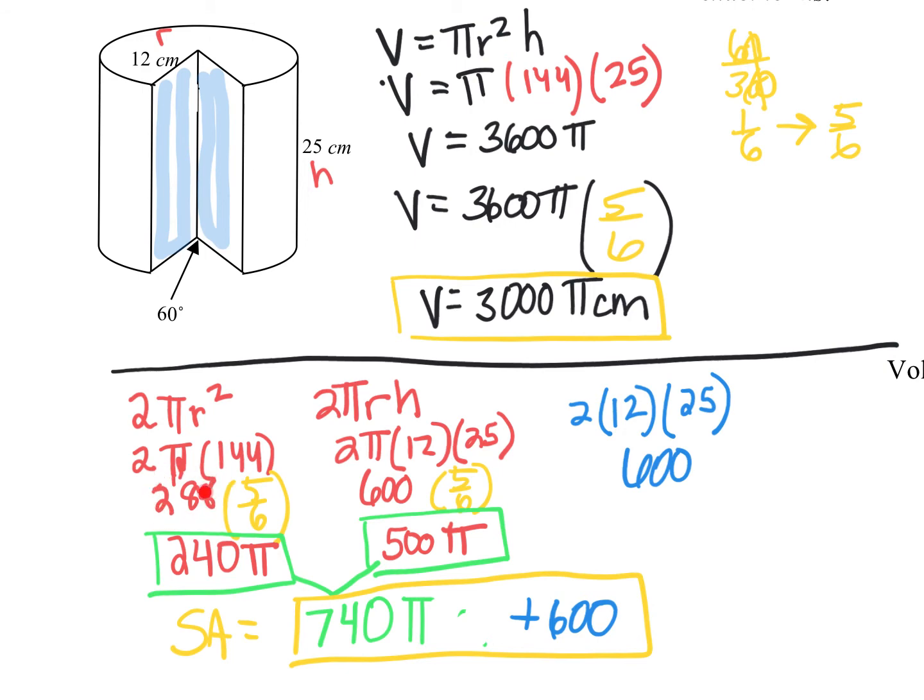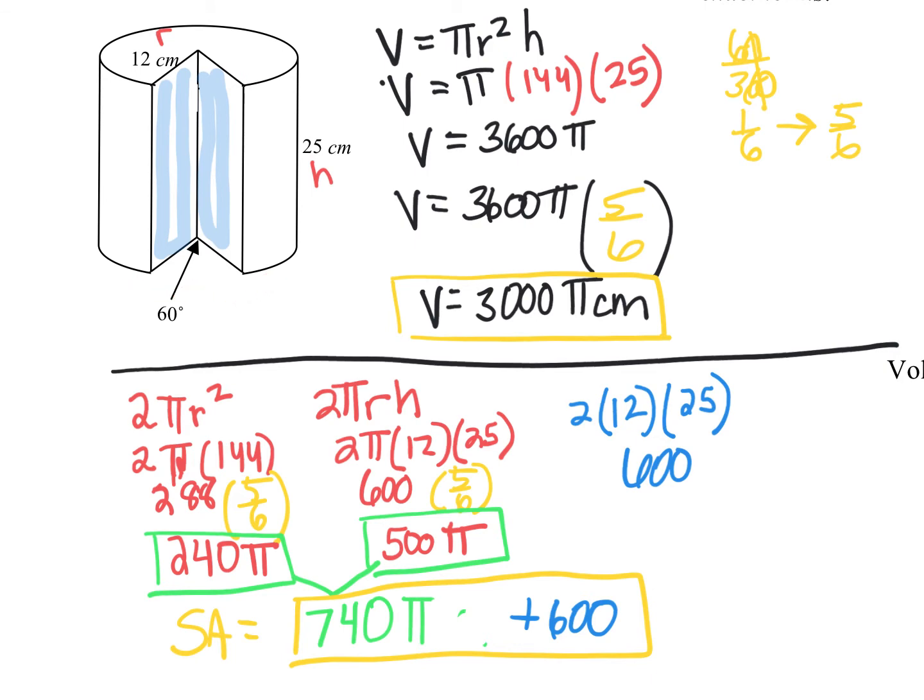Now once again though, that's the area of those circles would be complete, but I only want 5/6 of those, and so that is going to give me 240 pi, and once again that is the circle at the top and the circle at the bottom.